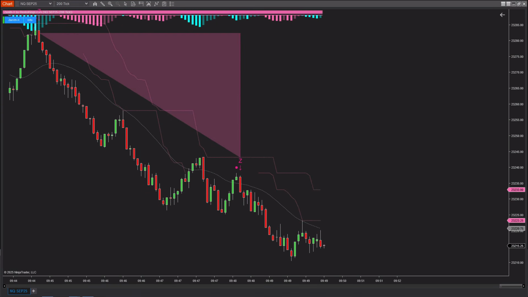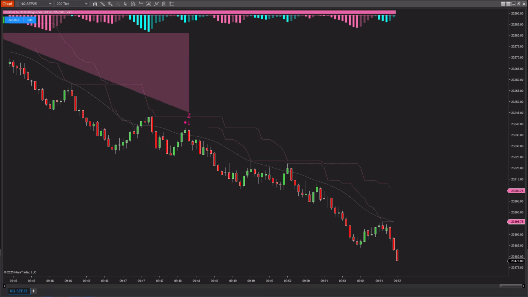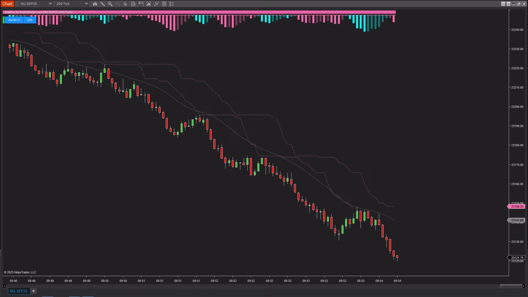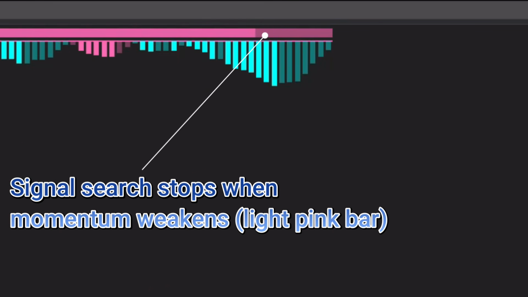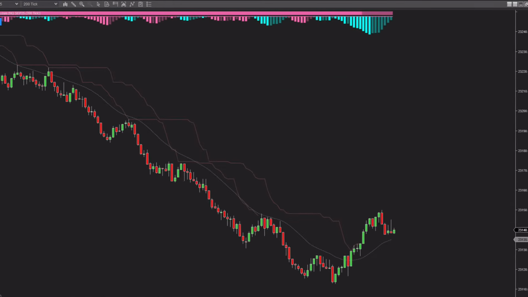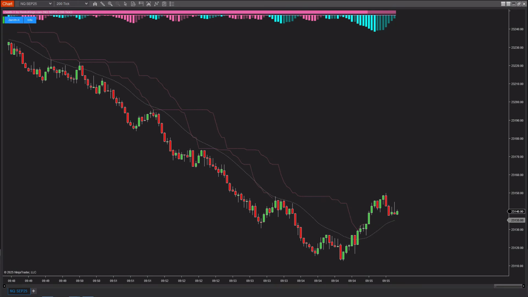And when the system detects that momentum has weakened, it will immediately stop searching for signals. This helps eliminate weak setups and prevents entries during periods when the market lacks conviction or is losing its directional bias.